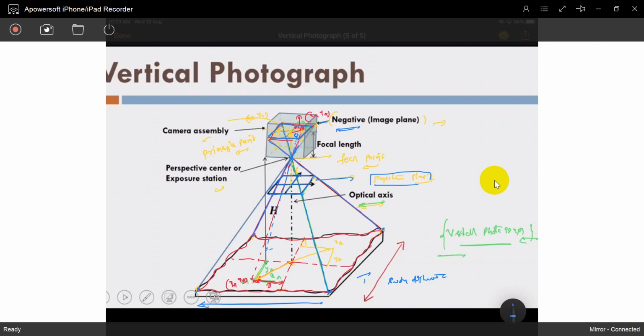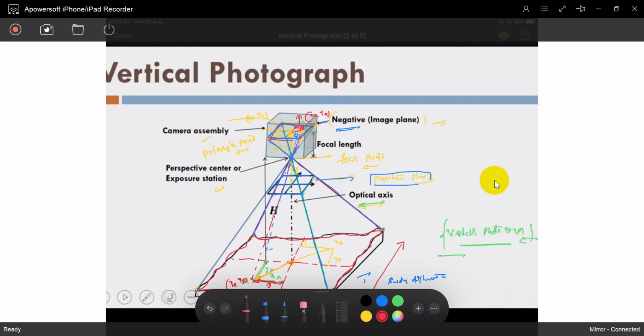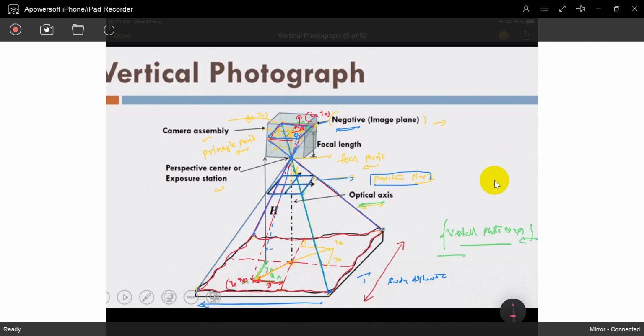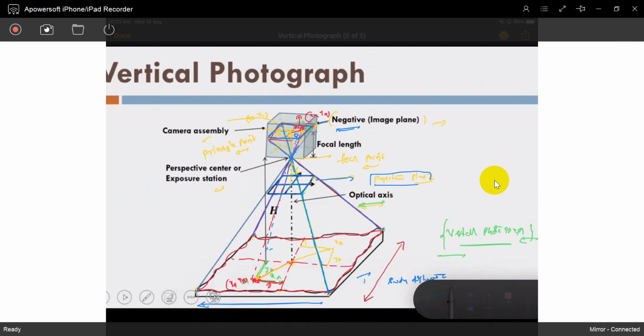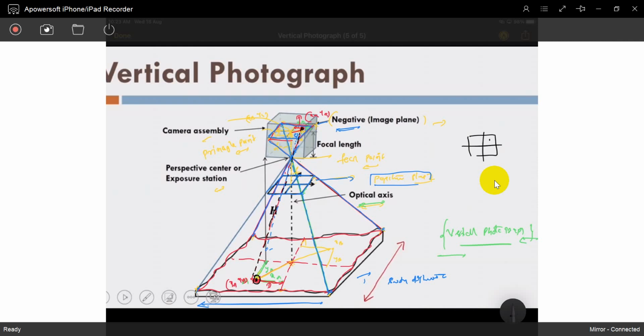Okay, so now consider some other point. See, some point is there. Exactly where is it happening? Maybe this point. In the image it will come like this. If we take the ground, we will consider this point, and it will come exactly opposite. So this point comes here, and if you see, this is x, this is y.